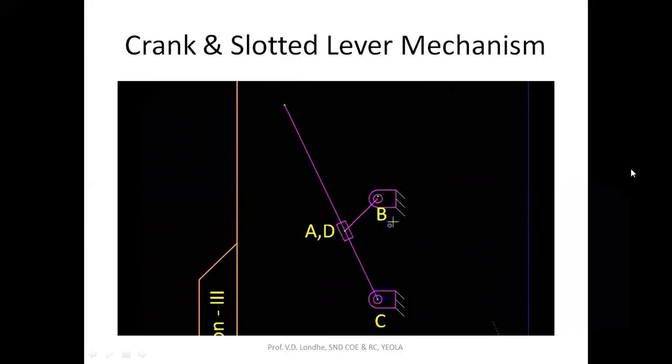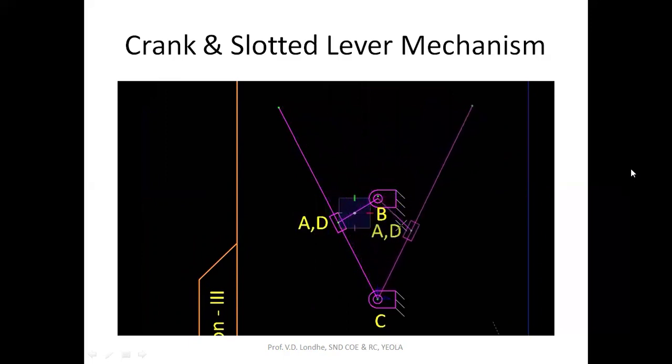So our input is this crank. So it rotates. At the end of that crank, there is a slider. As the slider moves along a circular path, it drags the guide with it. So this guide only oscillates back and forth.